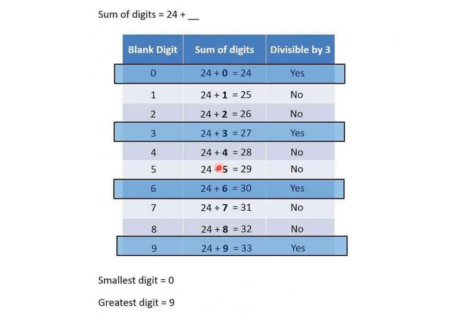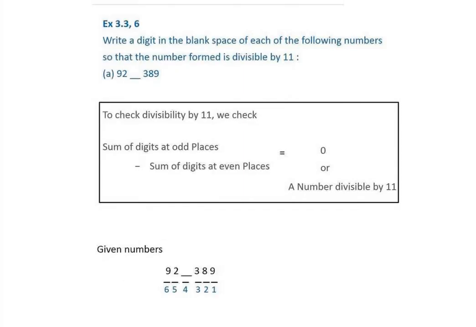So addition done. For 0 it will be yes because 3 8s are 24. For number 3 then it is yes. When 6 is added to 24 then it is yes, and when 9 was added to the number 24 it is yes. Among this the smallest was 0 and the greatest was 9. Understood? The next one. Again here, now the same method we have to follow.